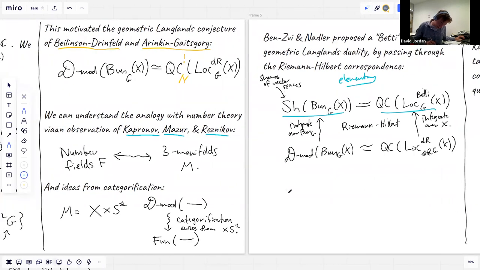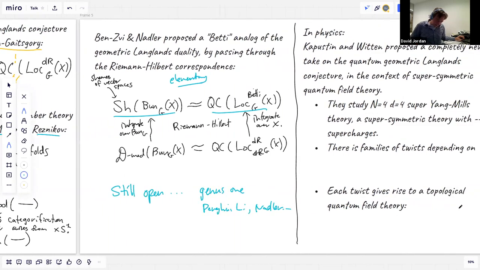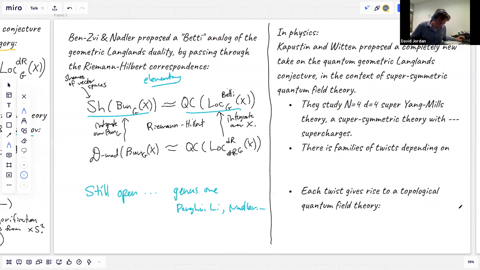Despite the fact, let me emphasize that this is still open. I mean, there's some nice work in genus one by Lee and I think Nadler. There may be some more results, but even this most elementary formulation is still open. Okay, so the thing that really brings us towards the conjecture on skein modules is this work of Kapustin and Witten. So they propose a completely new way to think about geometric Langlands conjectures.